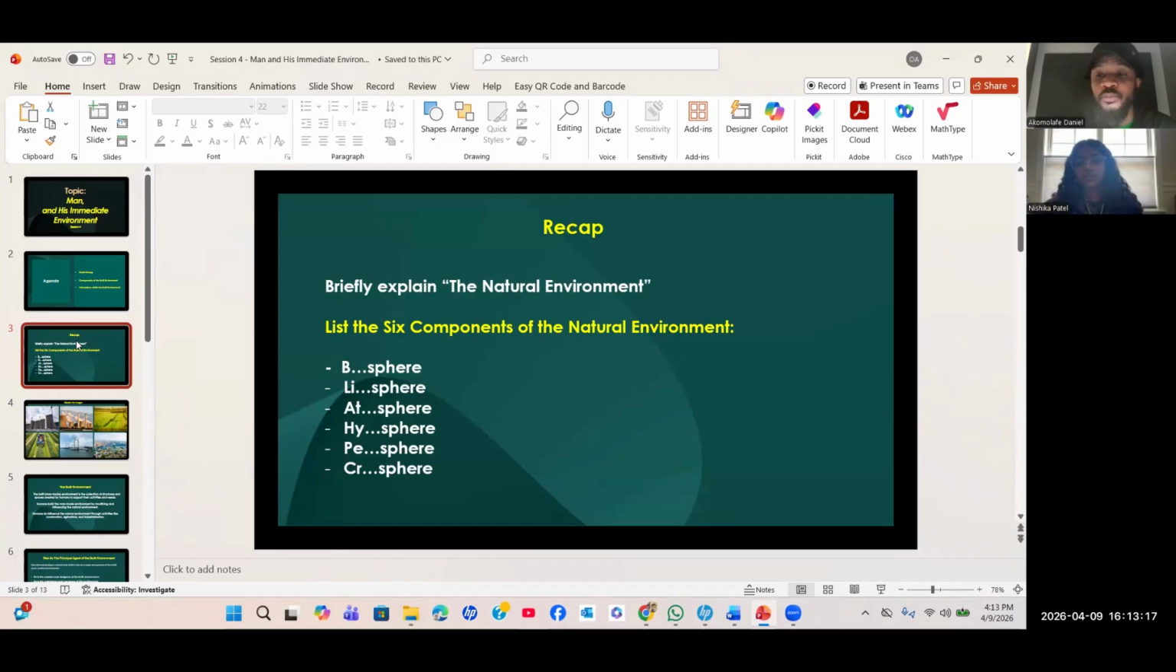The natural environment is all the spheres connecting together. The biosphere is all living things. The lithosphere is like the underground. The atmosphere is like all gases and air. Hydrosphere is water. Pedosphere is like the soil, and then cryosphere is like frozen ice. All right, good. That's a good one. But just a little bit of adjustment. The lithosphere is the solid part, while the pedosphere is the layers. Okay, good.